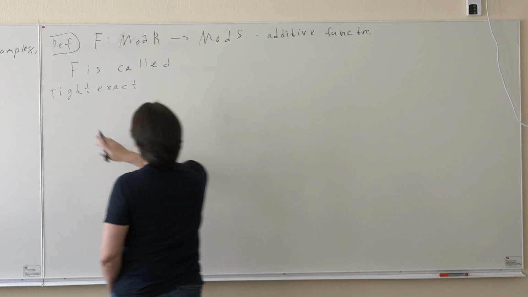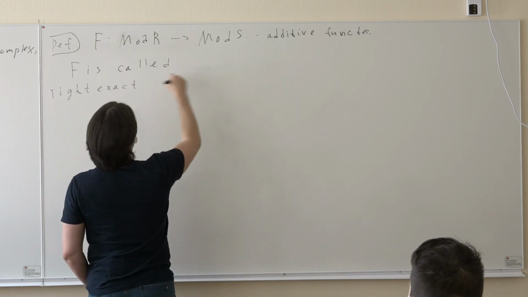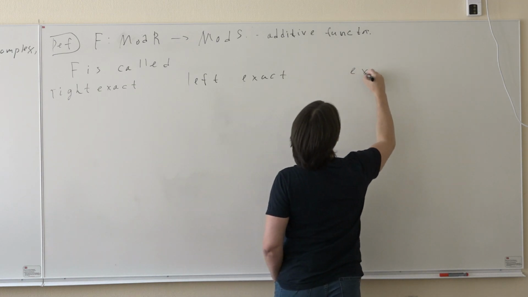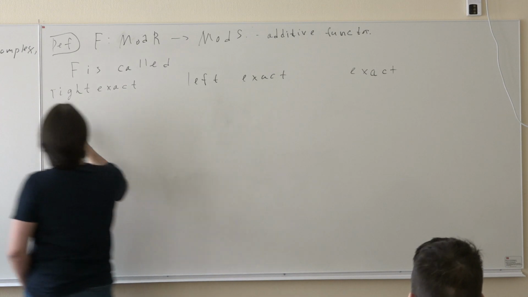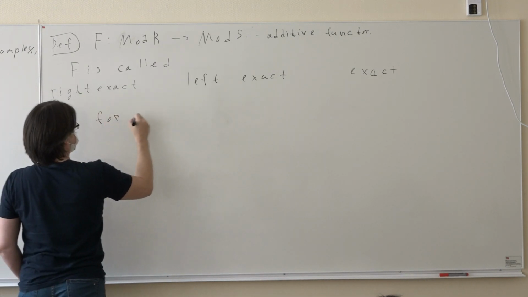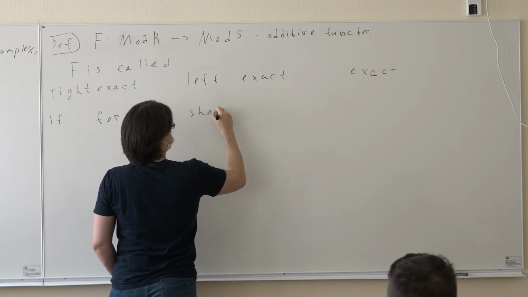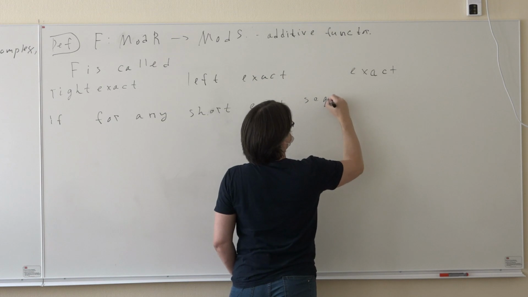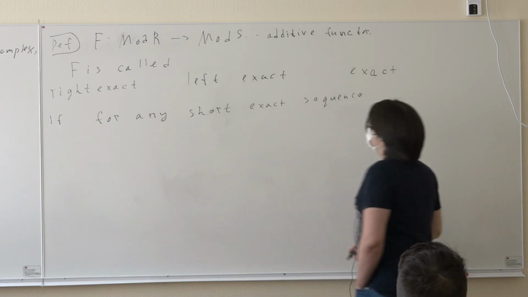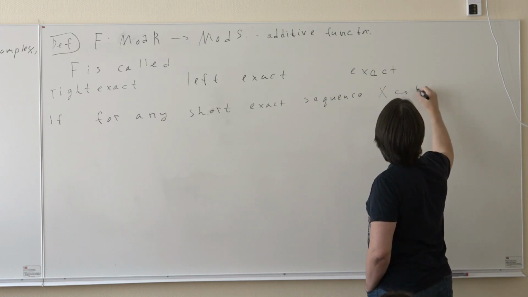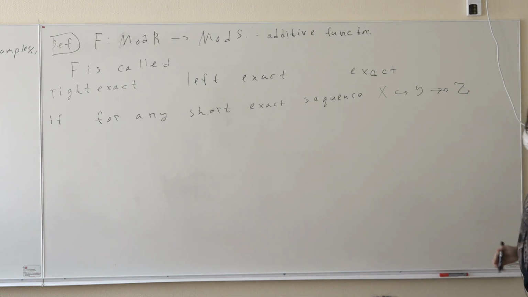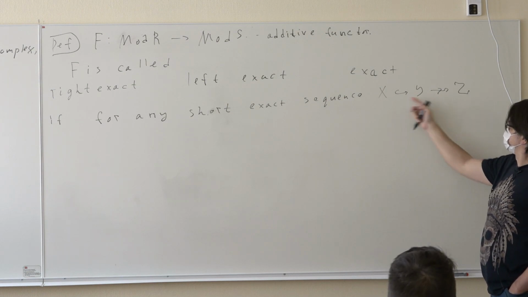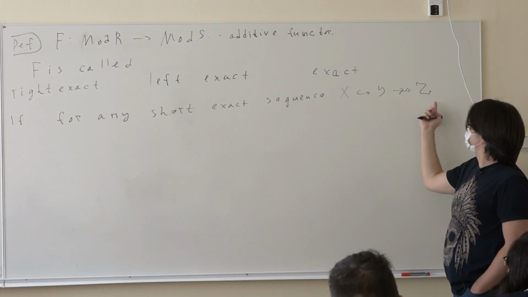I will write simultaneously the definition left exact or exact if for any short exact sequence X, Y, Z. Short exact means that here we have a monomorphism, here an epimorphism, and the kernel of this epimorphism is exactly X, and the co-kernel of this monomorphism is exactly Z.